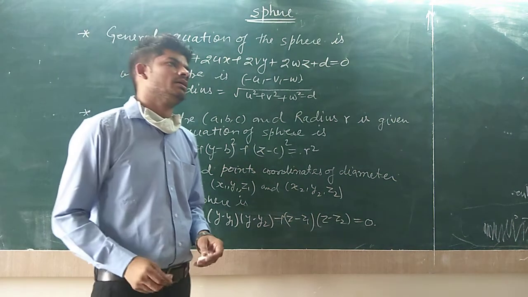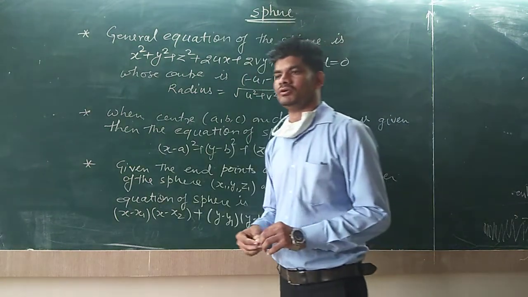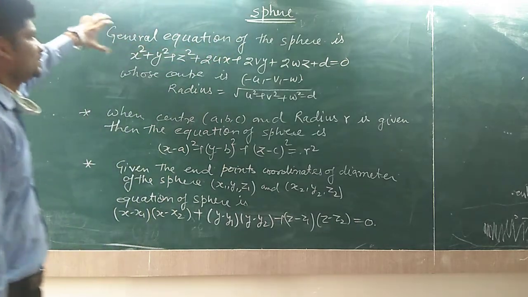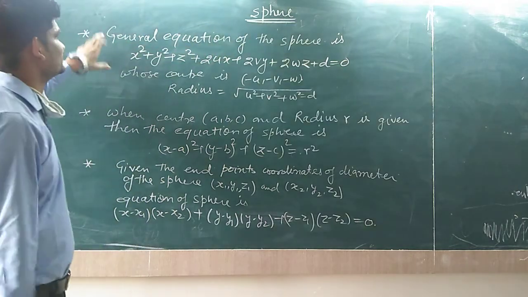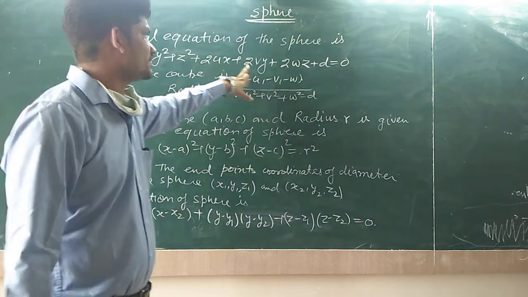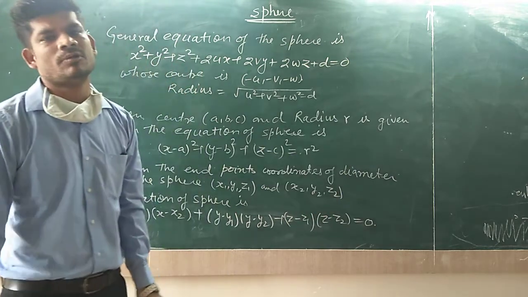Hello. Today we will discuss the topic sphere. The general form of the sphere is x square plus y square plus z square plus 2ux plus 2vy plus 2wz plus d equal to 0. This is the general form of the sphere.